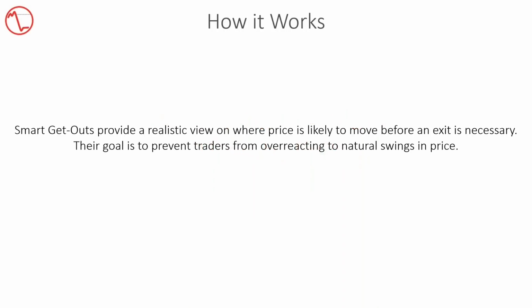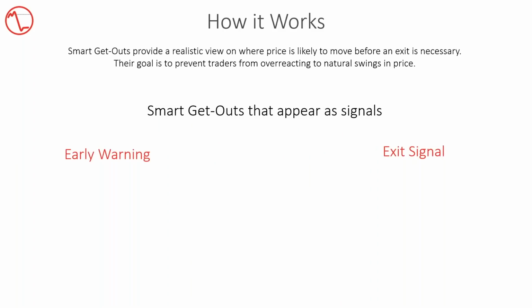And this is how it works. Smart Get Outs provide a realistic view on where price is likely to move before an exit is necessary. Their goal is to prevent traders from overreacting to the natural swings in price. Today, I'm going to focus on the smart get outs that appear as signals, early warning, and exit signal. You know a little about the early warning from the example earlier, but I'm still going to go over it so that we're all on the same page.